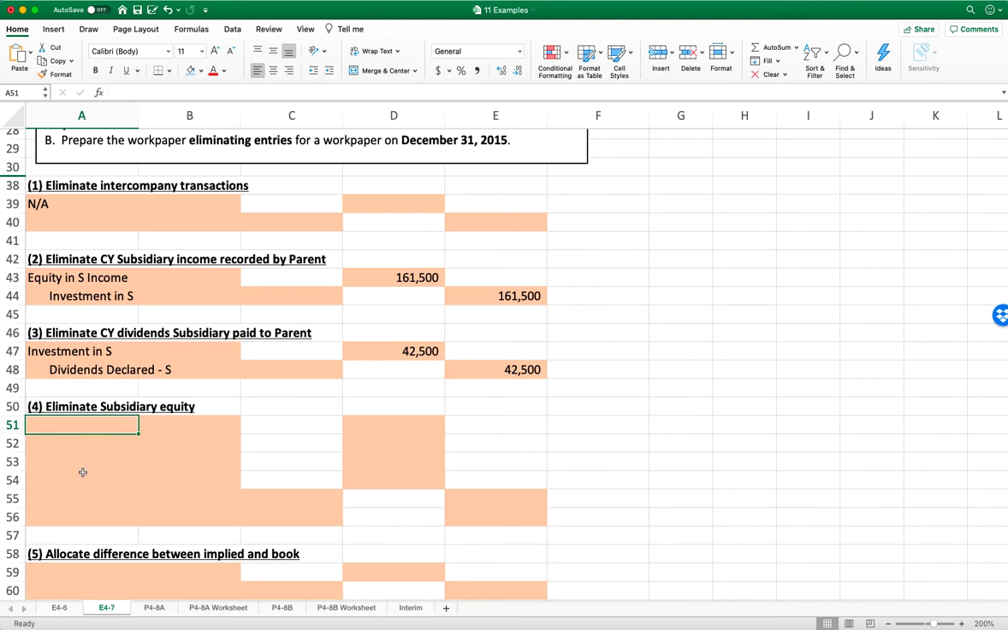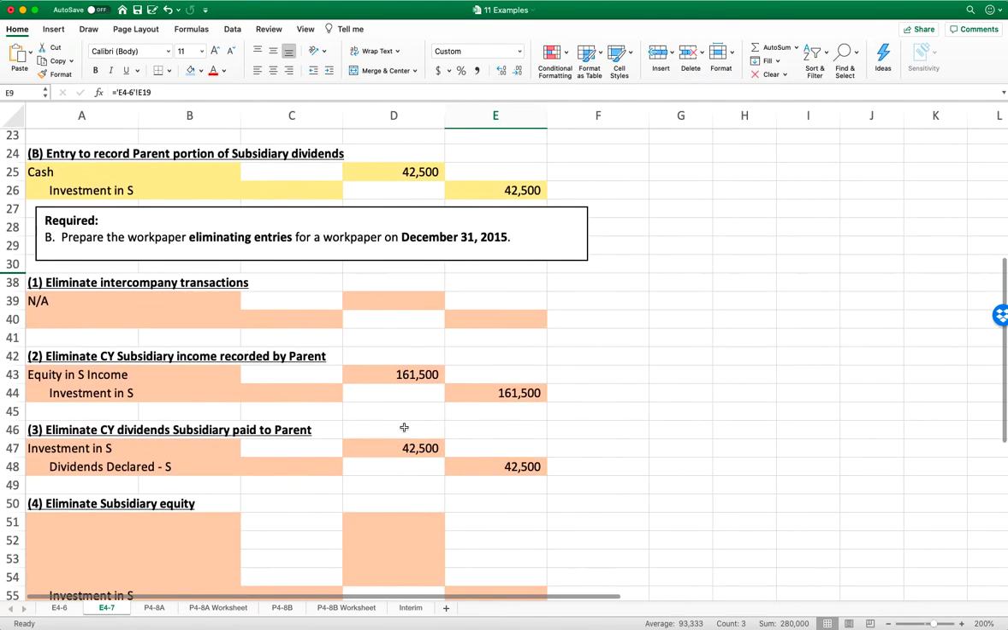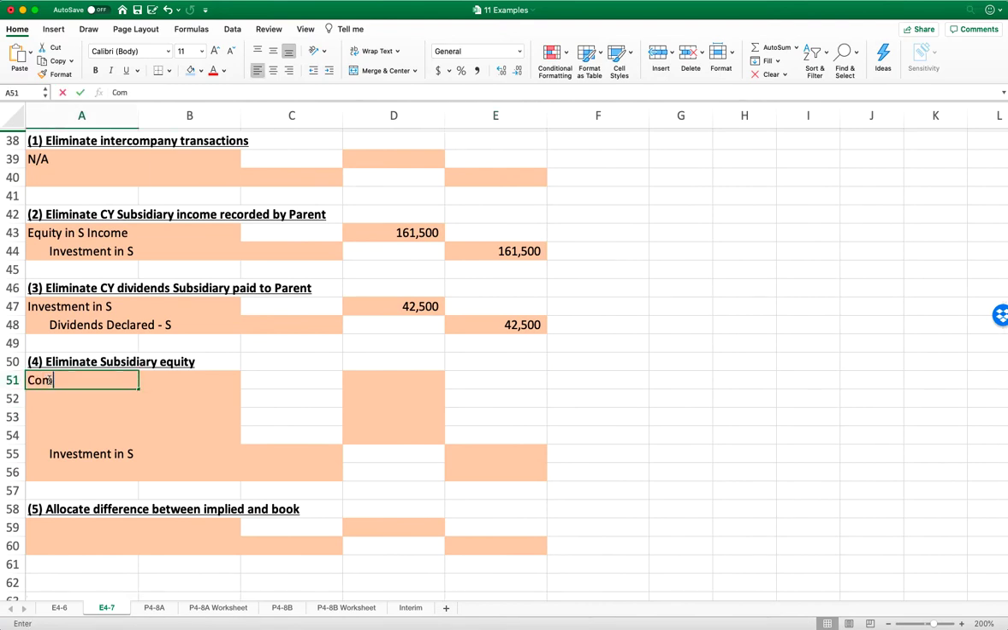So we're going to, again, as we did last time, do all of the account names first, and then we're going to come back and do the amounts. So we know that we still have investment in S that we need to get rid of. And that's an asset account, so we're going to credit investment in S. We also know that we have subsidiary equity accounts that we need to get rid of. All of those subsidiary equity accounts had a normal balance, so we're going to expect those to still have a normal balance. We're going to do common stock of our subsidiary, other contributed capital of our subsidiary. And remember, this was new last time. We need to specify 1/1 retained earnings of our subsidiary.